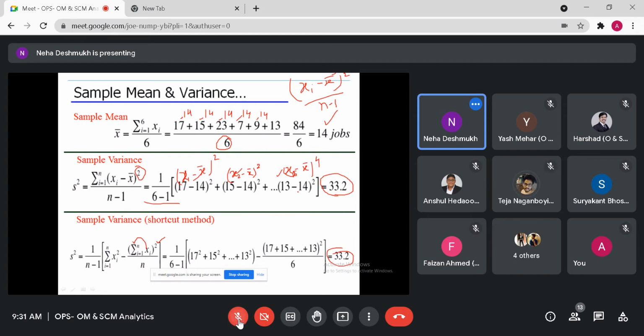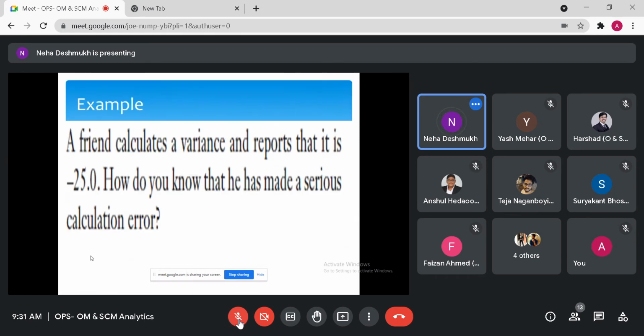So either this way you can calculate the sample variance, or by this shortcut method you can also calculate the sample variance. Now a friend calculates a variance and reports that it is minus 25. How do you know that he has made a serious calculation error? Now tell me.